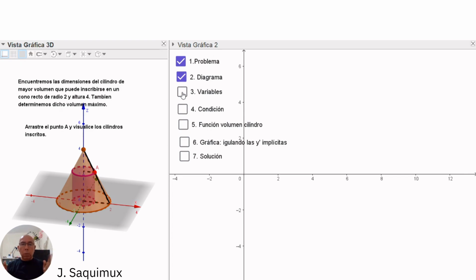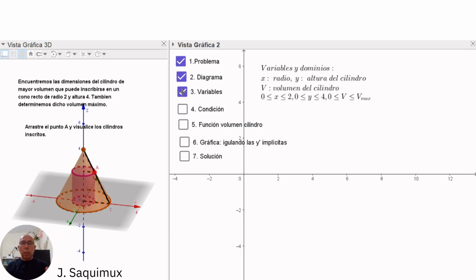Variable magnitudes. These are the radius denoted by x, the height denoted by y, and the volume of the cylinder denoted by V, with their domains indicated. By dragging point A along the generatrix of the cone, we see that pairs of similar triangles are always formed. Thus, the radius x and the height y must satisfy a proportion of similar triangles. This proportion is the condition of the problem.